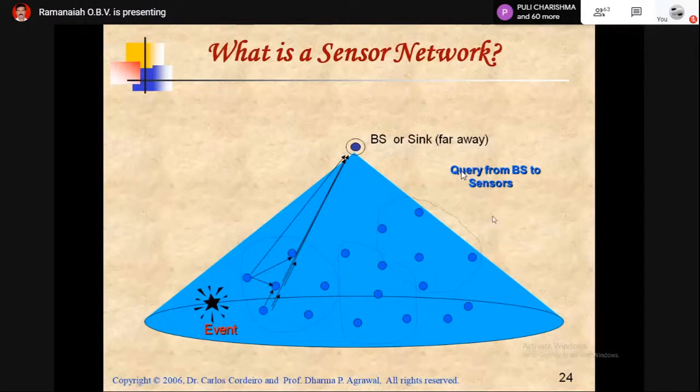Now here, what is being emphasized is the base station is diffusing the query. So this is indicated with this blue fill cone, right? So this is the area where the sensor nodes are deployed, and the base station or the sink, which is far away from these sensor nodes, has sent the query, right, to all the sensor nodes. It is diffused, right? That is the first part. So the query is diffused, all sensor nodes have received the query. Now they are processing.